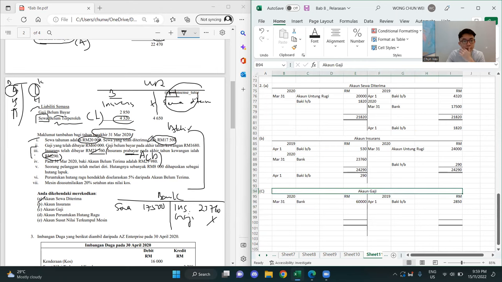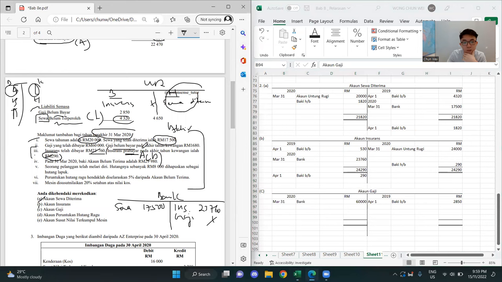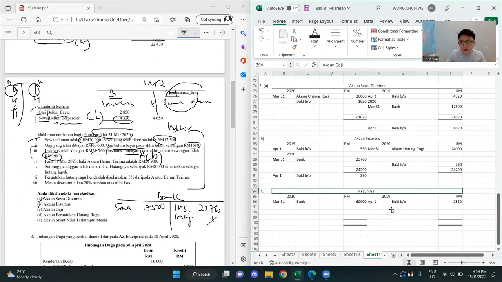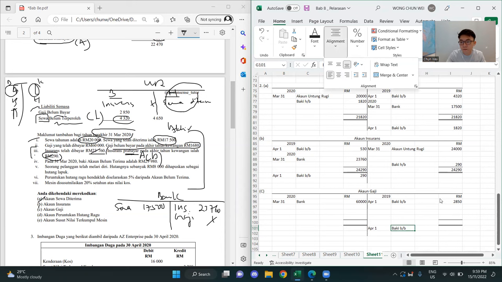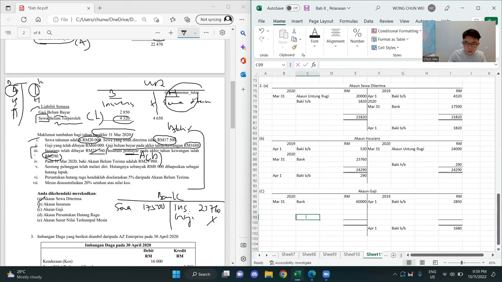Okay. Tapi, okay, here there is a gaji belum bayar pada akhir tahun kewangan. So, meaning in the year end, baki akhir ada 1680 yang belum bayar lagi. So, belum bayar meaning is a liability on the credit side also. So, here April 1, baki BB of 1680. So, when there's a BB, you must have a baki HB 1680.